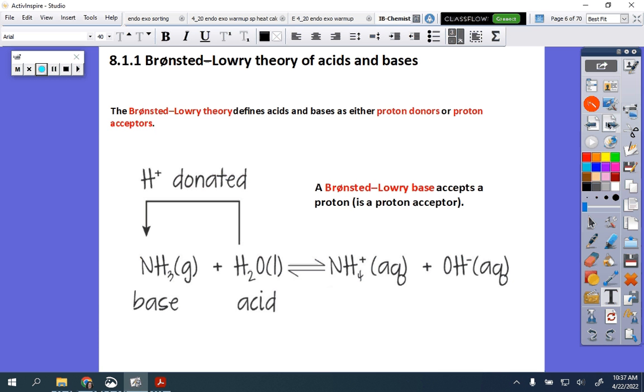Presumably this is happening in a solution of water. It's not necessarily a 1-to-1 ammonia to water ratio, and you wouldn't be able to separate it without doing some kind of electrolysis like we did with the copper and the water. You can't just pour off the H3O+ or the OH- and keep the NH4+.